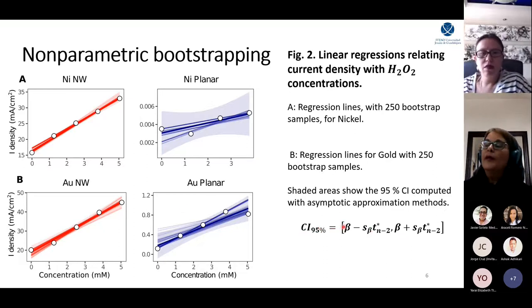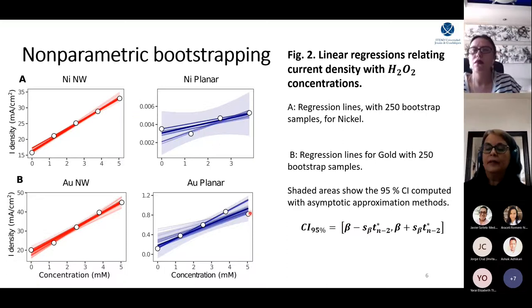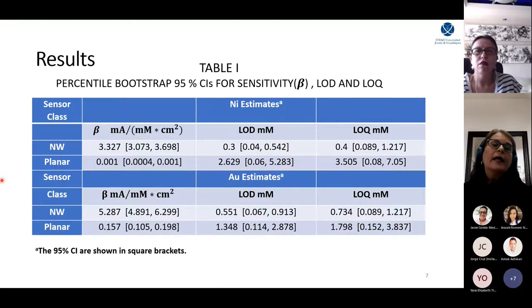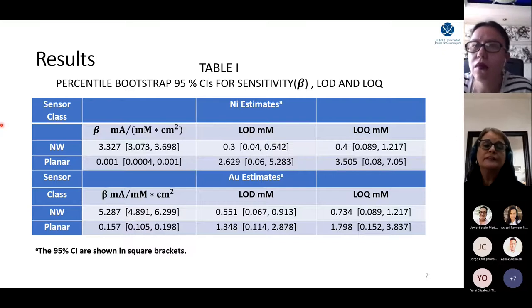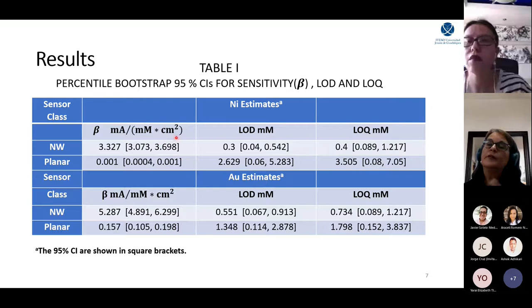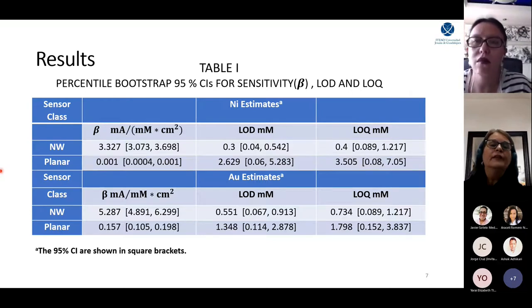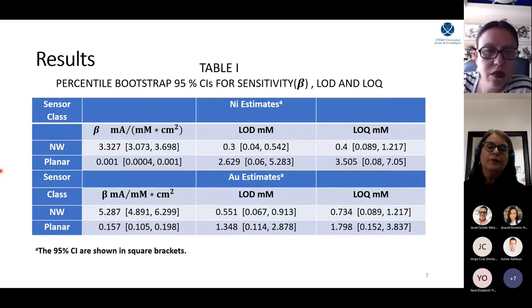We compared both results in the next table. With the equation, the 95% confidence interval of sensitivity for nickel nanowire, here with the bootstrap, we can see this is the interval with the planar, with a nanowire, nickel nanowire. But in the asymptotic approximation method, the interval is 1.79 to 425, which is different from the results that we obtained with the two methods.